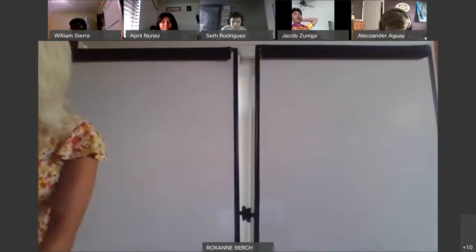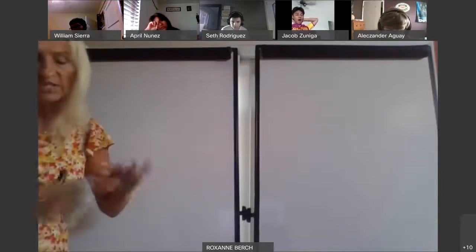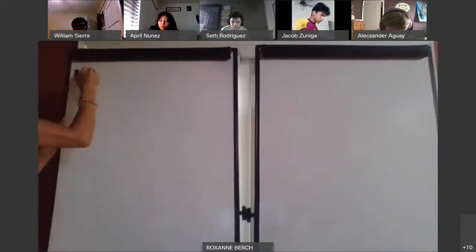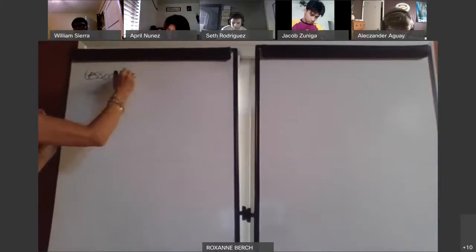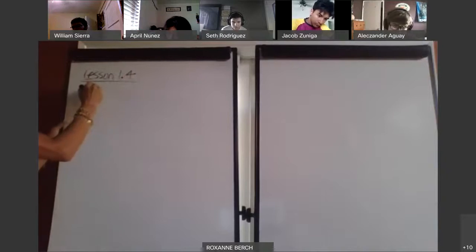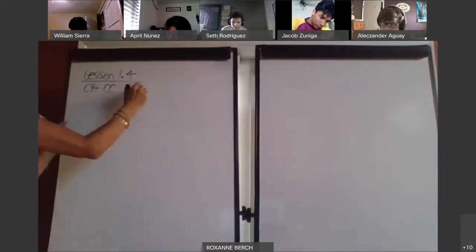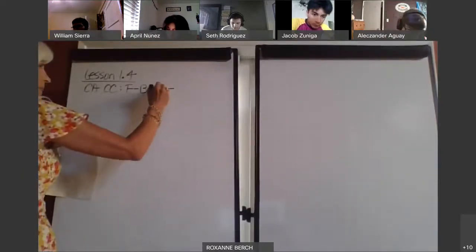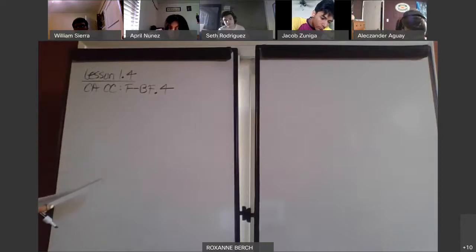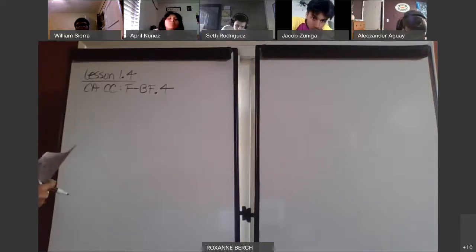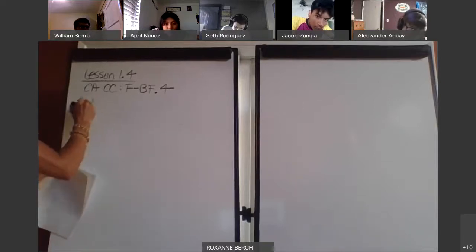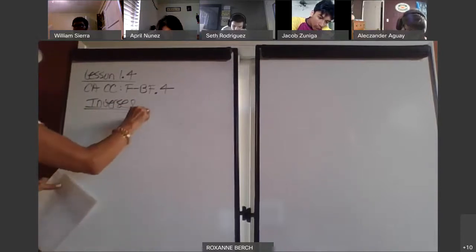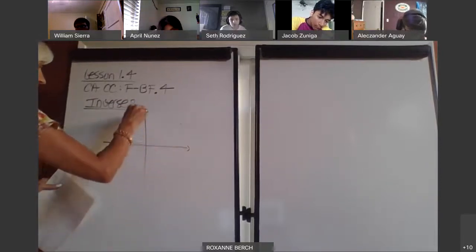This next lesson is inverses, and there's a bunch of things I have to teach before I teach the lesson. So this is lesson 1.4, and this is California Common Core Standard F-BF.4. And we're looking at inverses. Now, before I teach the lesson, I want to just show you what an inverse is graphically.